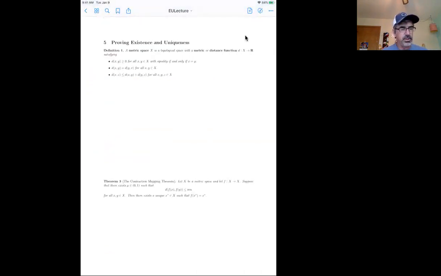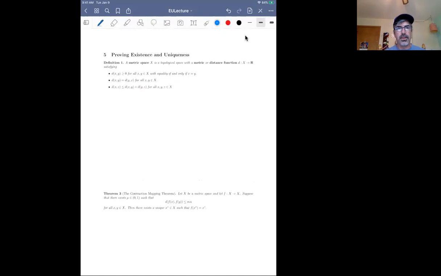But before we prove it, I need to introduce a couple of tools for proving it. The first one, in definition 1, is the idea of a metric space. A metric space is simply some topological space, and I should probably define that too, but we're not going to bother. So we get some space of things where there is a metric, a way of measuring distance.